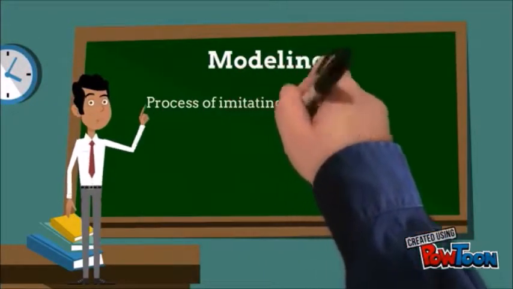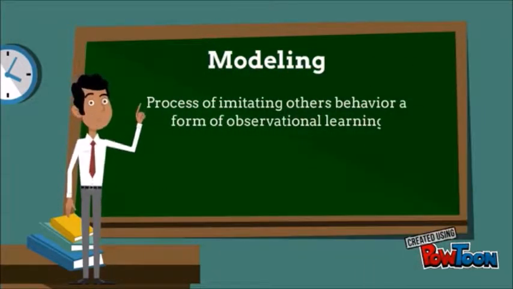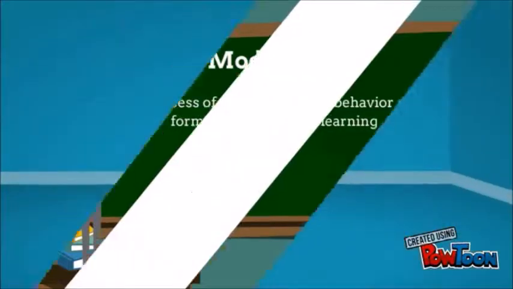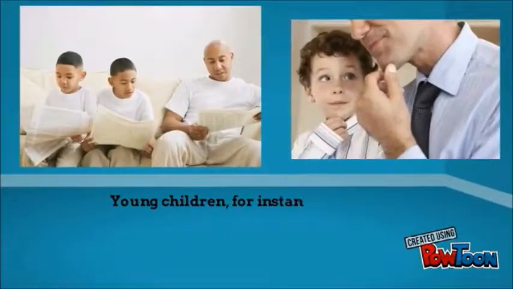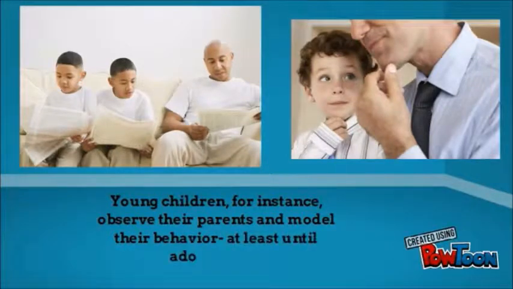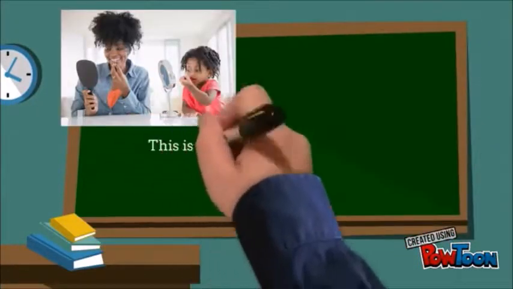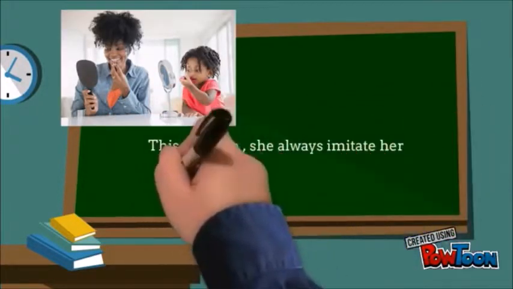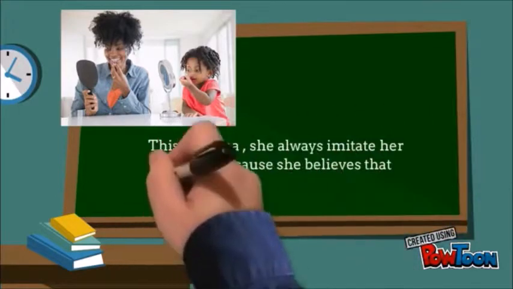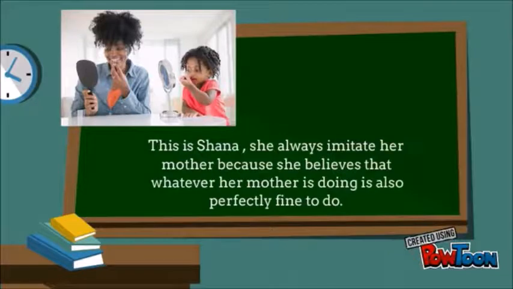Modeling: the process of imitating others' behavior, a form of observational learning. Young children, for instance, observe their parents and model their behavior at least until adolescence. This is Shana. She always imitates her mother because she believes that whatever her mother is doing is also perfectly fine to do.